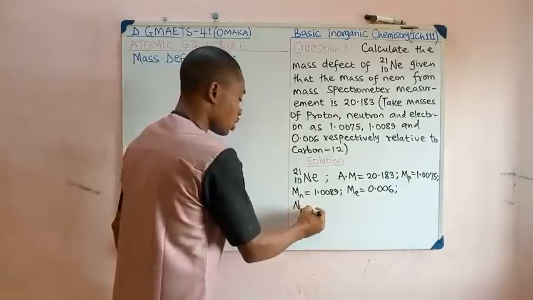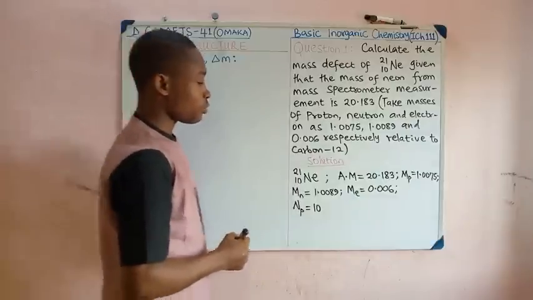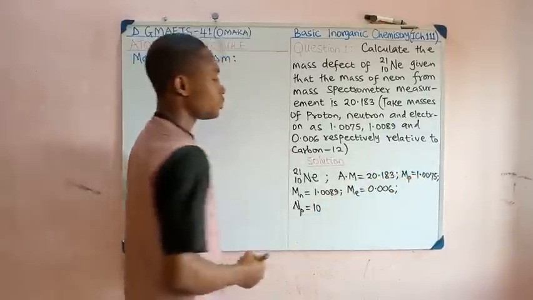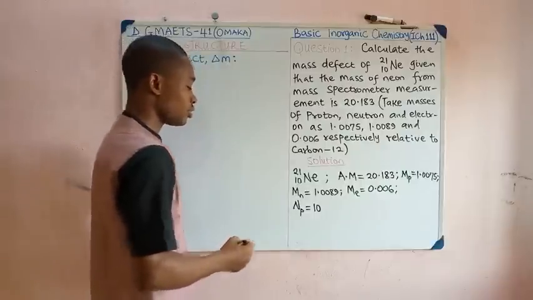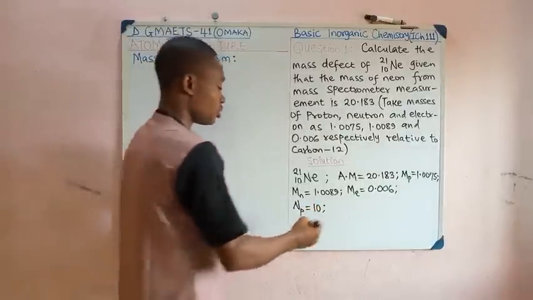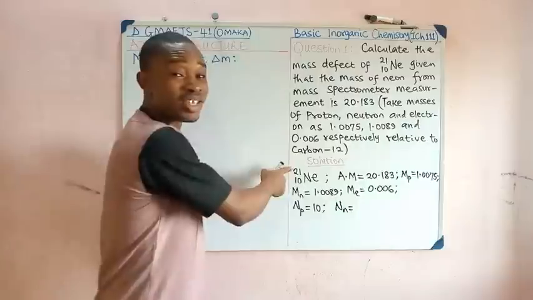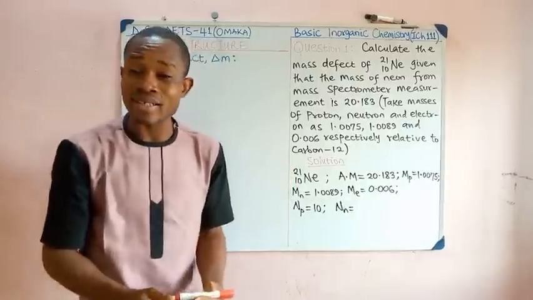So from there, let's add up other information we know. Number of proton is equal to atomic number, which is 10. Is that okay? We know the mass of proton already given to us. We can also calculate the number of neutron. To get the number of neutron, we use the mass number here, 21.